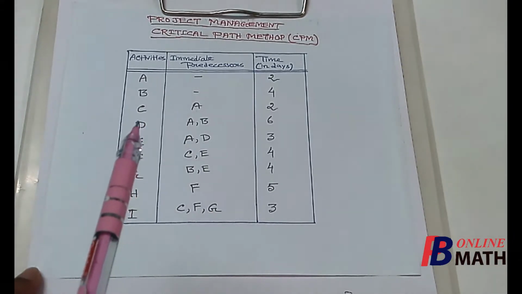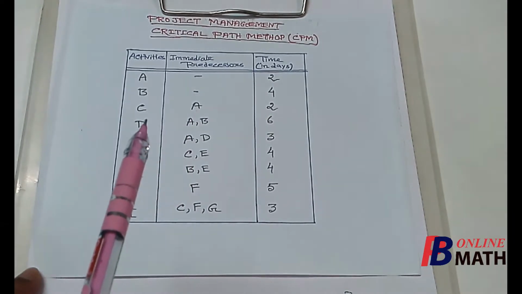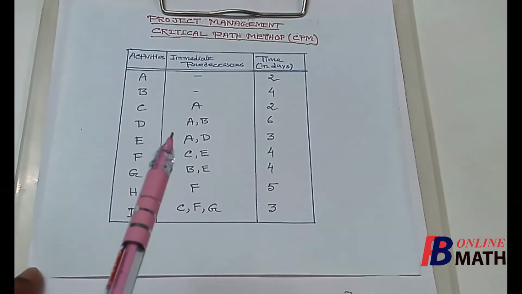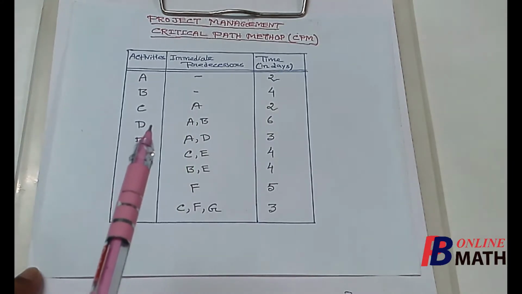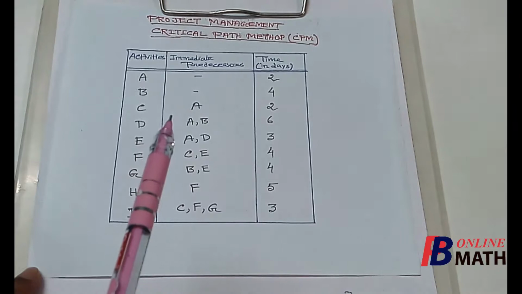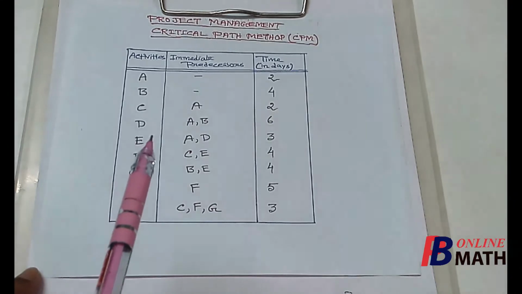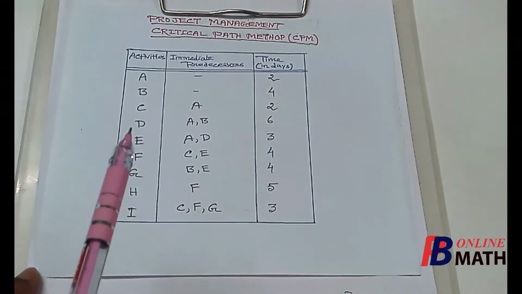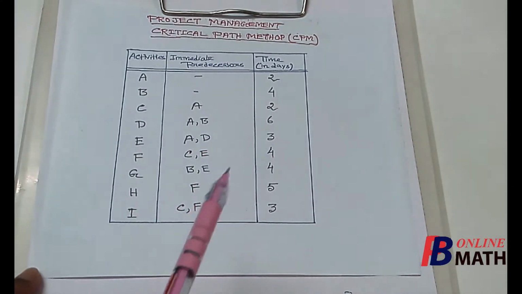Next, if we consider the activity C, then we find that the activity C has one immediate predecessor, that is A. So the activity C can be started only when the activity A is completed. A is called the immediate predecessor of C. In other words, C is called the immediate successor of the activity A. If we consider the activity D, then we find that the activity D has two immediate predecessors, which are A and B. So the activity D can be started only when both the activities A and B are completed.